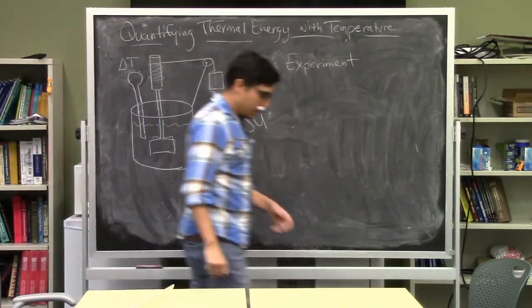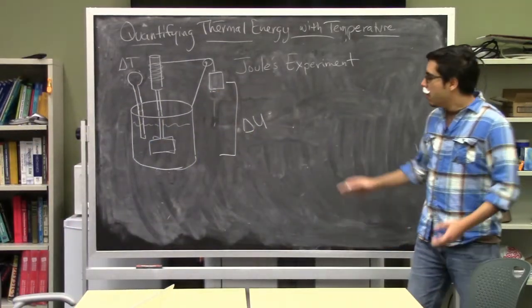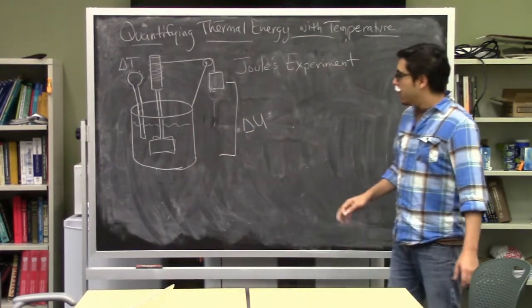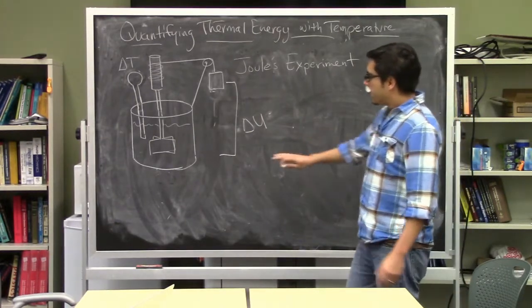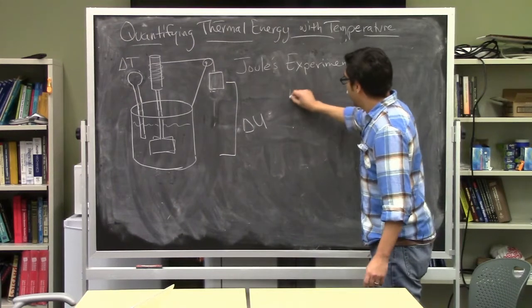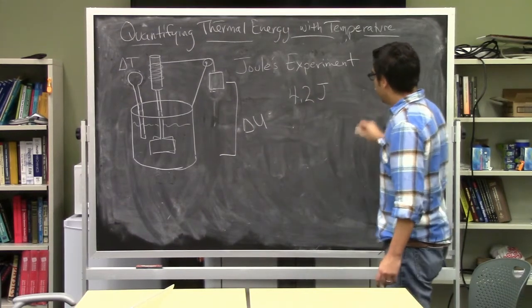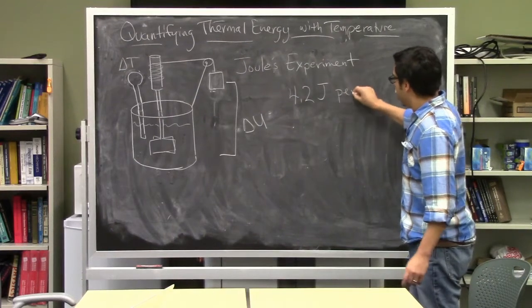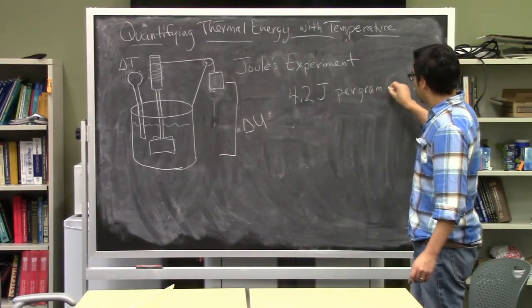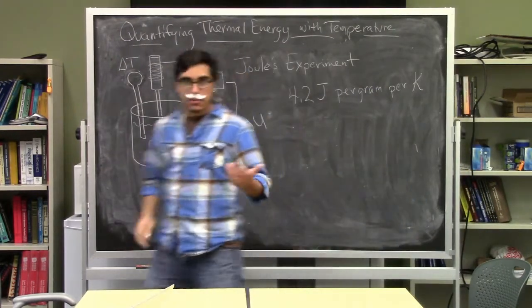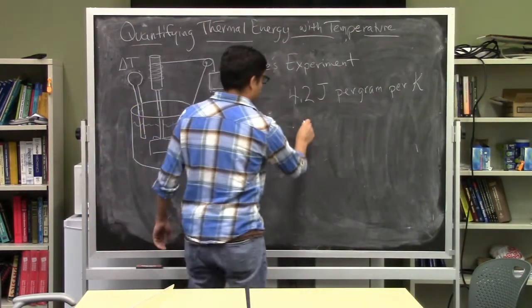And so by doing that, he was trying to get an understanding of what kind of energy is associated with raising the temperature of fluids. So what he found, by doing this with water over and over and over again, was that it took precisely 4.2 joules of thermal energy to raise 1 gram of water 1 degree. And so this ratio still stands today. We can still measure this sort of thing.